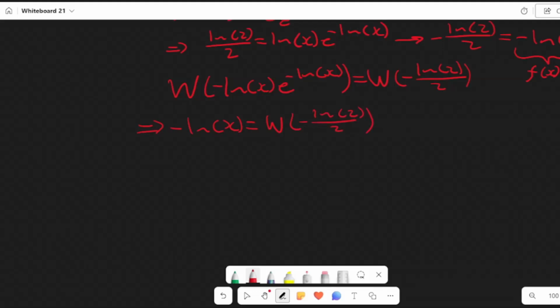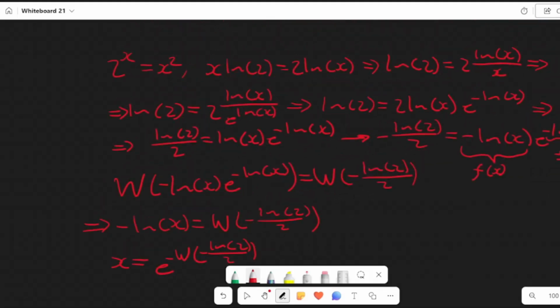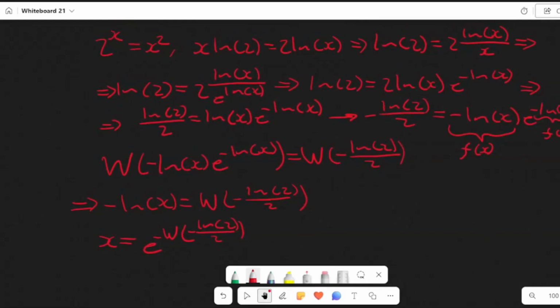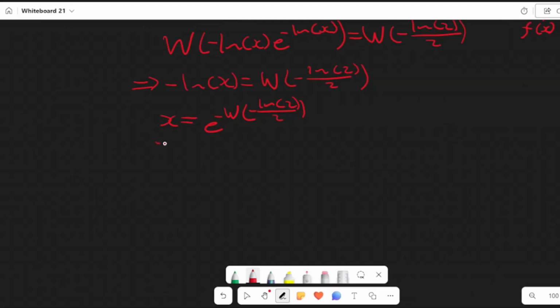And then we can actually solve for x because we just have a natural log on our left-hand side. So x is just equal to e to the negative Lambert W function of negative natural log of 2 over 2. And this does not include all the solutions. This is only one of the solutions. And there is indeed a method where you can find all three solutions, but it's somewhat complicated. But because we haven't gotten there yet, I guess we can accept this solution for now.